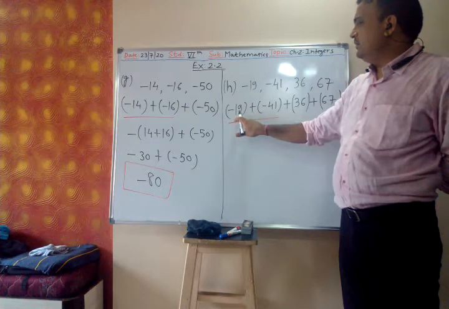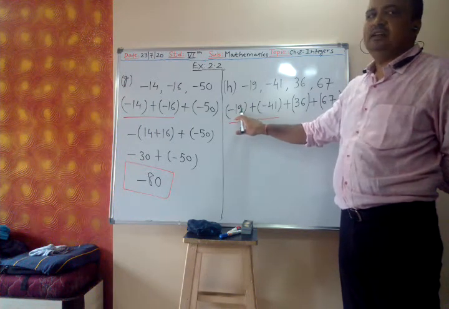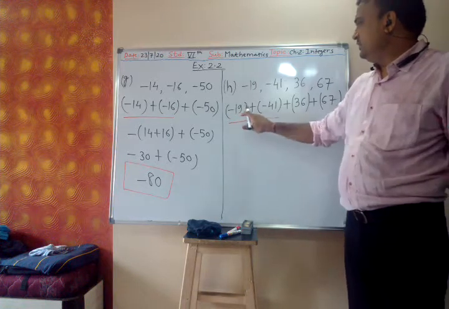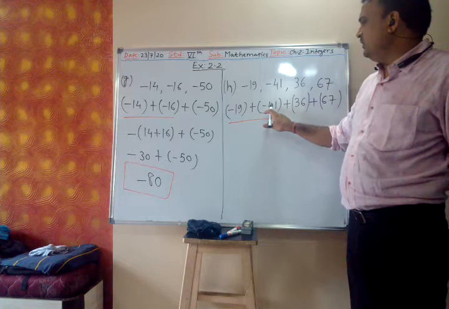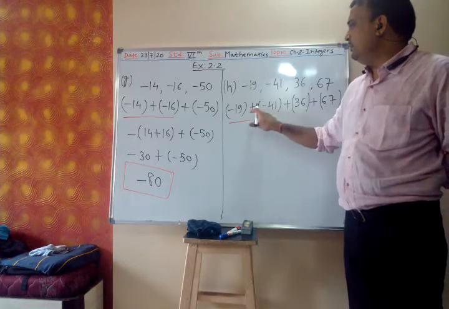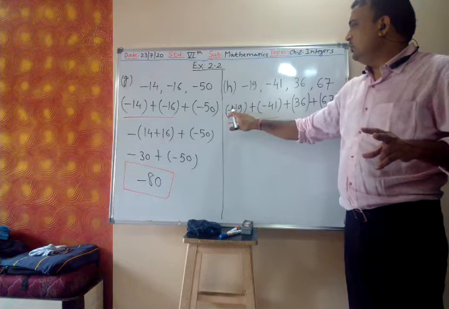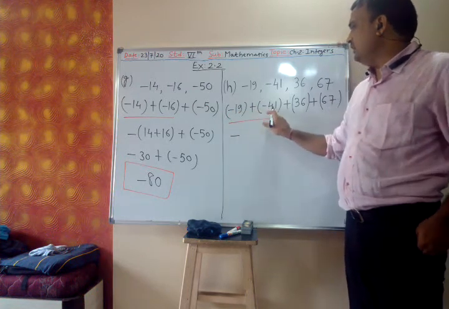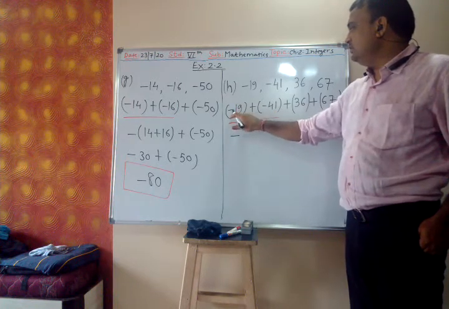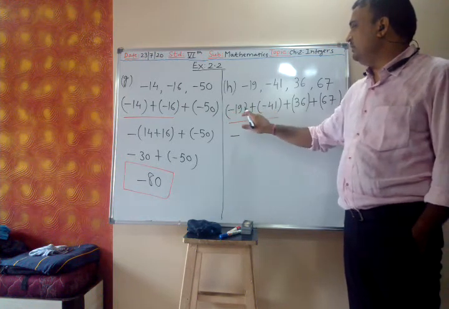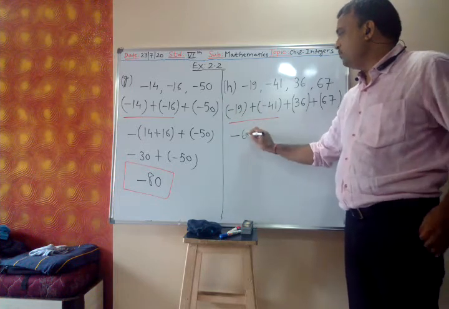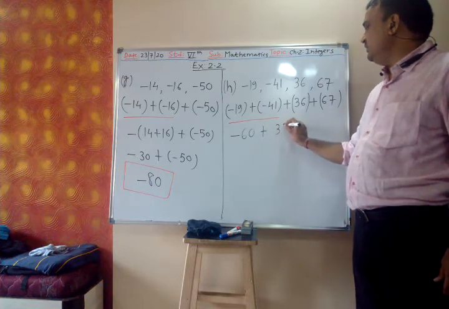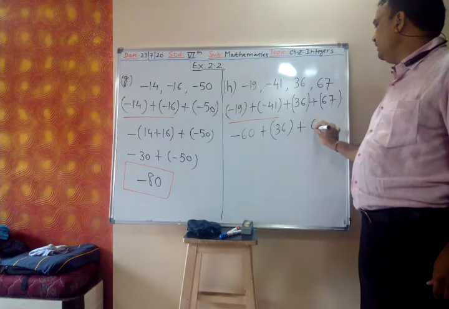Now, what is sign of 19? Minus. What is sign of 41? Minus. So minus minus means same sign. So you have to take the common sign minus and add the number. 19 plus 41 is 60. Other number we write as it is, 36 plus 67.